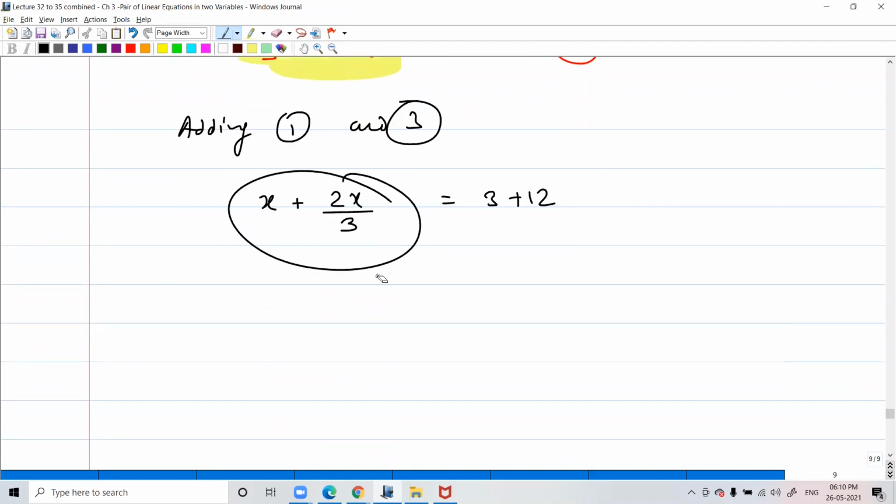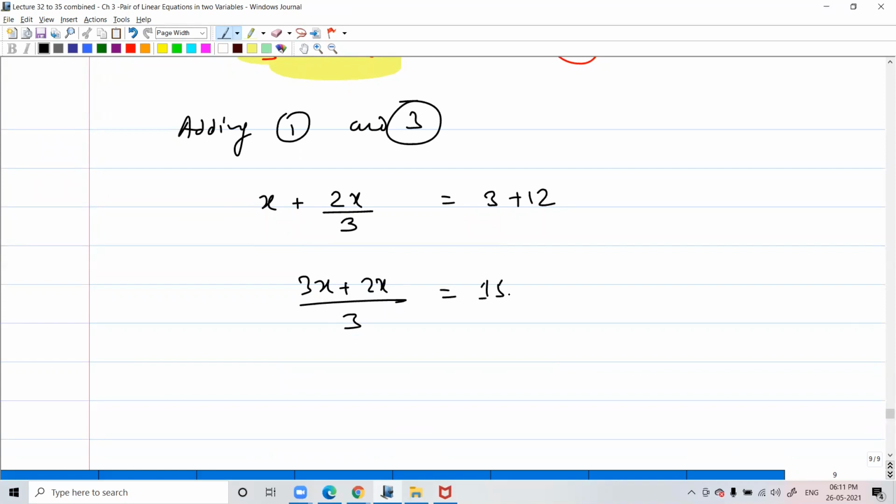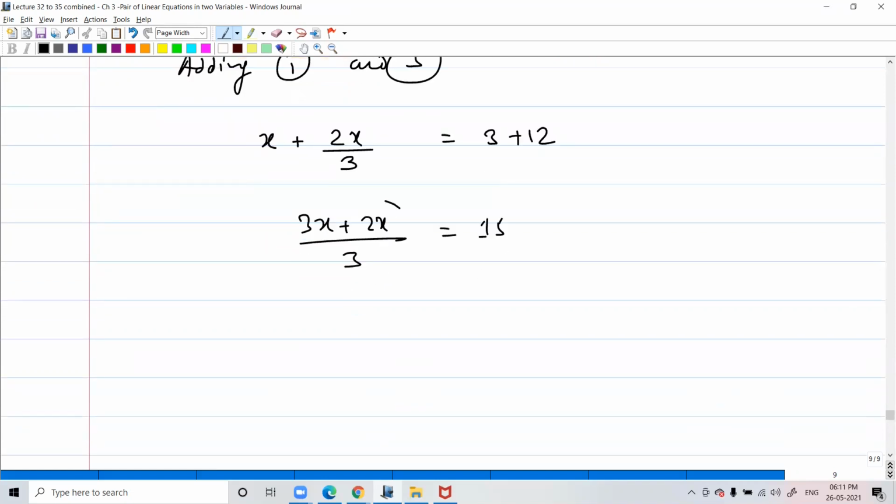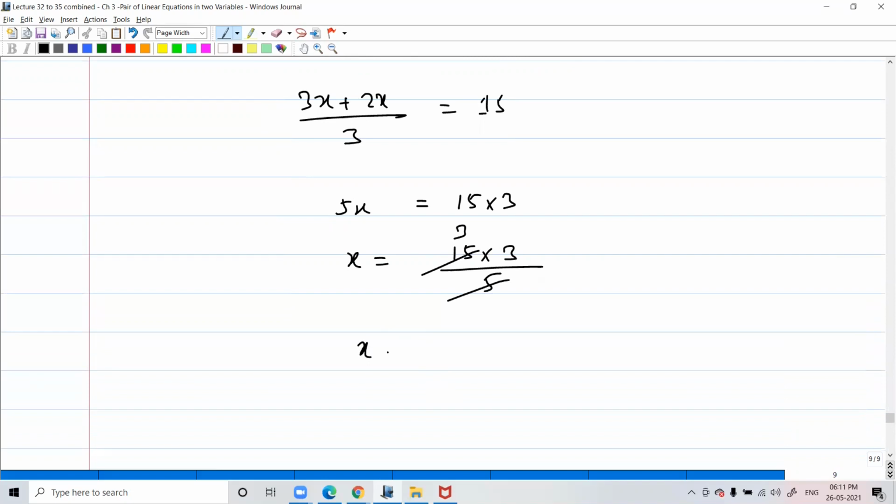Let's simplify this one. Cross multiplication. 3 into x plus 2x by 3 is equal to 15. So 3x plus 2x becomes 5x, and this 15 into 3, let me just leave it as 15 into 3 itself. And then x will be 15 into 3 by 5. So this will cancel and you get x is equal to 9.